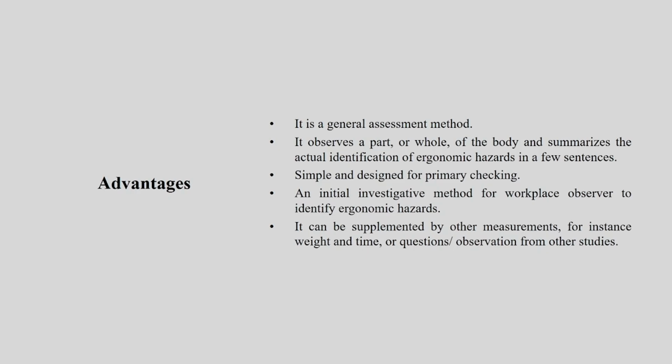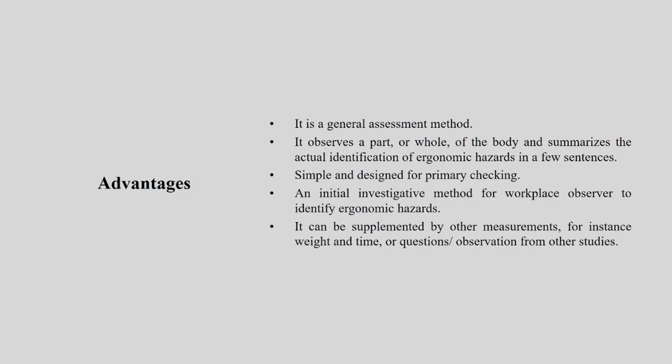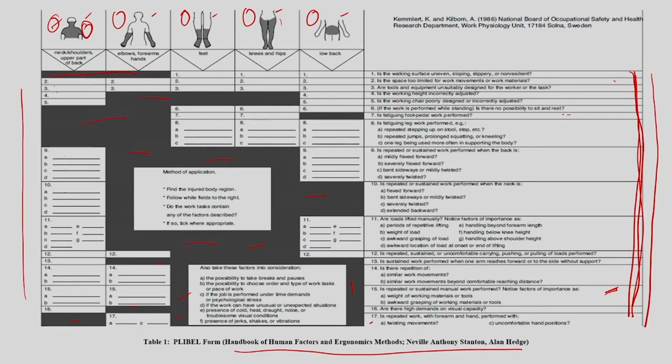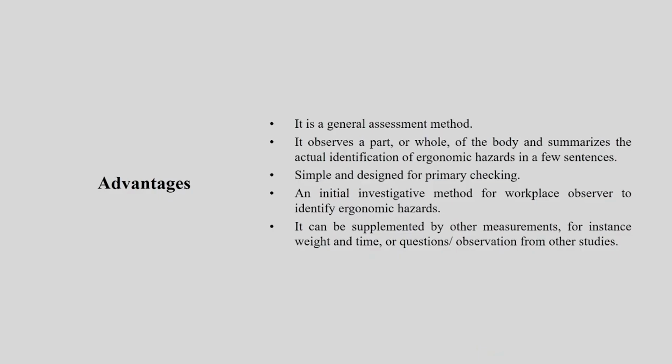I understand by this time you understood this particular tool. If you have a printout of this checklist, you can easily start collecting data. It is a very easy technique. It observes the part, the whole or the body, and summarizes the actual identification of ergonomics hazards in a few sentences. So, you can really understand where the hazards are. Simple and designed for primary checking, as I mentioned earlier also.